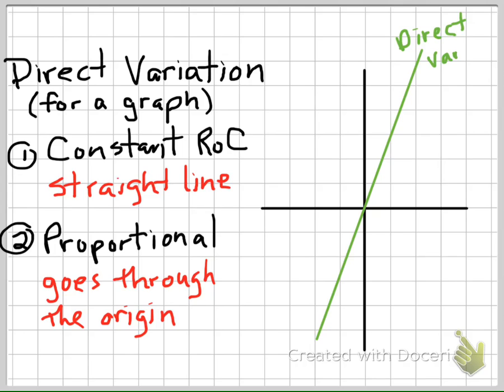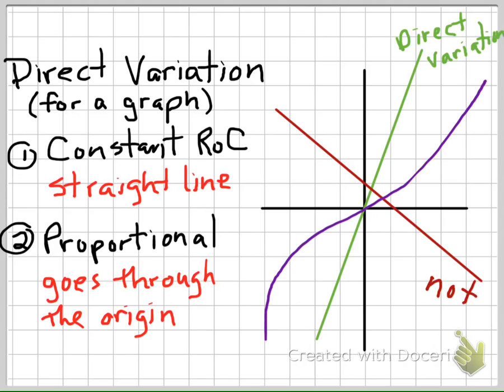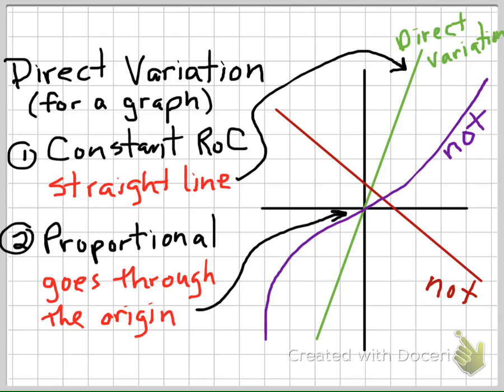Okay, this green line is direct variation. The red line is not, and the purple line is not, because the green one is straight and it goes through the origin. The red one is straight, but it doesn't go through the origin, so it's not direct variation. The purple one goes through the origin, but it's not straight, so it's not direct variation.